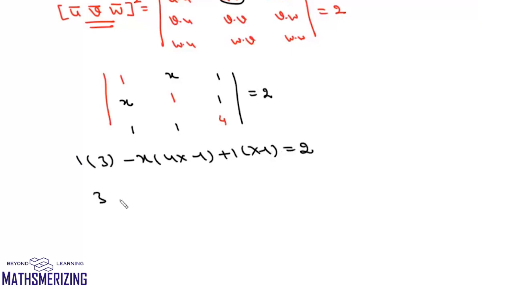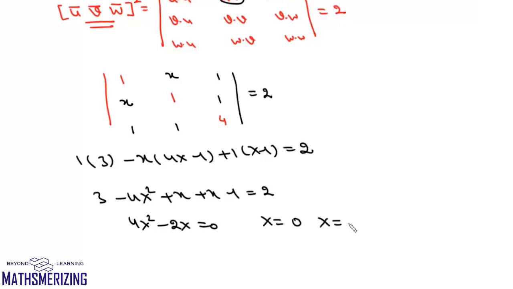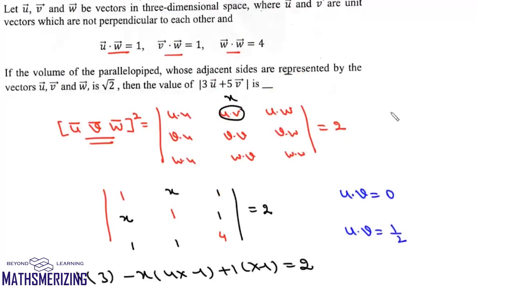So we'll get 3 minus 4x square plus x minus 1, and it'll be equal to 2. So we'll get 4x square minus 2x equals 0. So the value of x is either 0 or the value of x is 1 by 2. So either u dot v is 0 or u dot v is 1 by 2. Now it is given that u and v are not perpendicular to each other. That means u dot v cannot be 0. So we're left with only one condition, and that is the value of u dot v is 1 by 2.